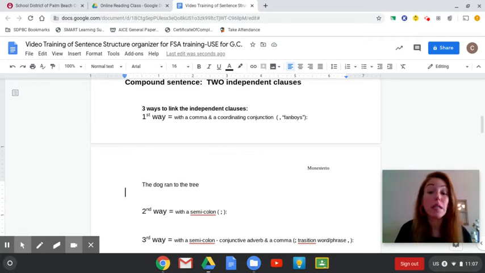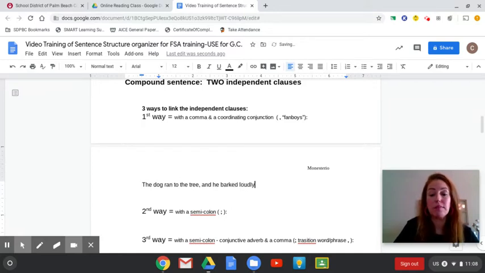How about he barked loudly? If I say he barked loudly, is that a complete thought? Yep, that's a complete thought. He barked loudly. But I'm going to link it properly. I'm going to use a comma and one of my fanboys. So the dog ran to the tree, comma. Which one of my fanboys can I use? The dog ran to the tree, nor he barked loudly? No, that doesn't make sense. How about and? And is one of my fanboys. It's the A in fan. Okay, so I'm going to put the dog ran to the tree, and he barked loudly.